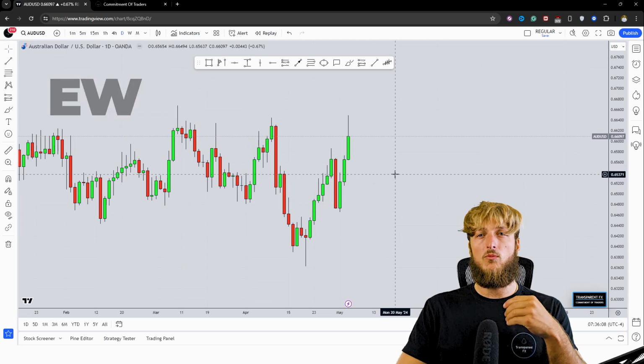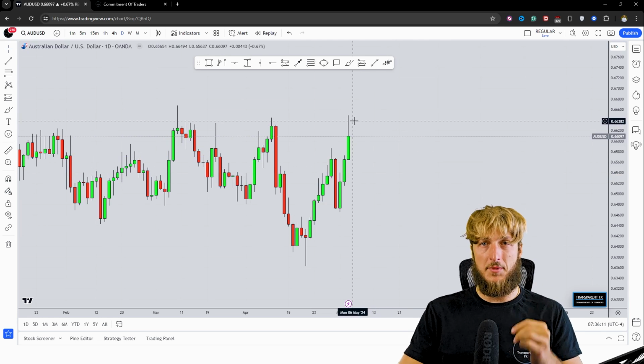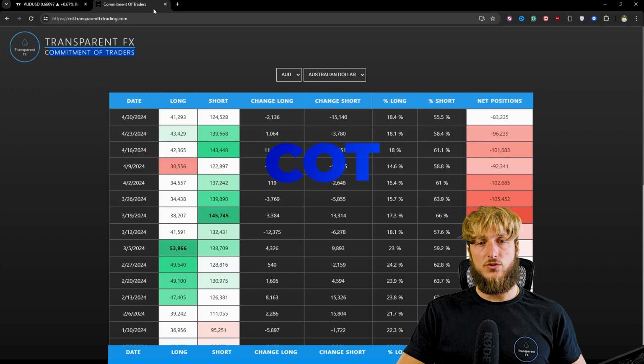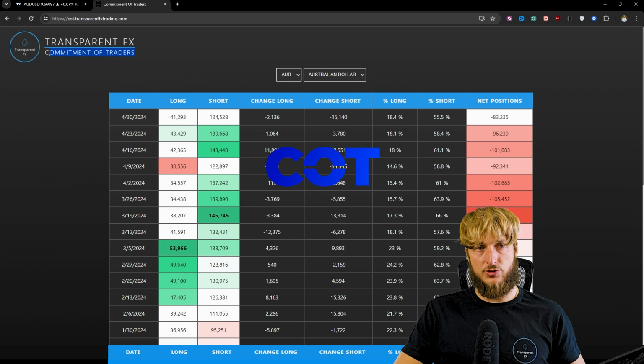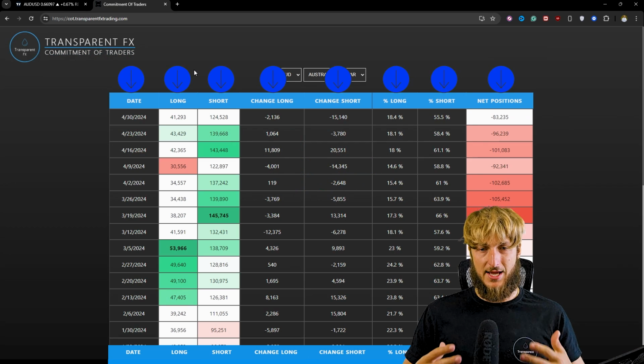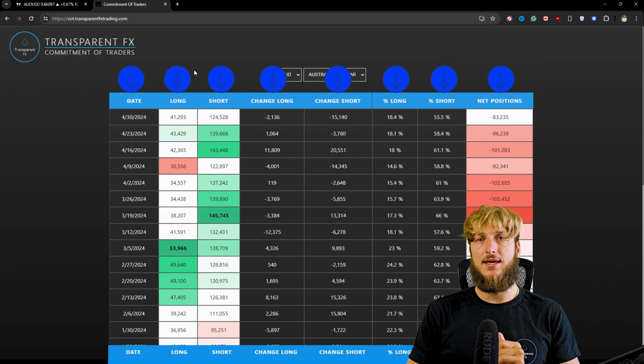Now, before we go more in detail into the technicals here from a daily perspective, first, let's go and see what we have when it comes to the commitment of traders. So what the big players, hedge funds, are doing in the market.